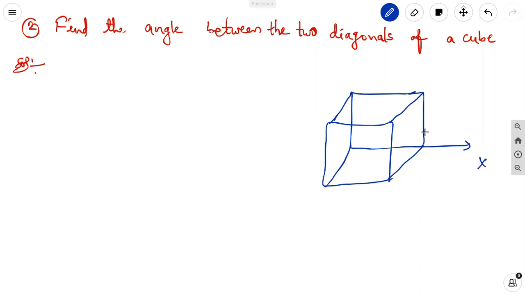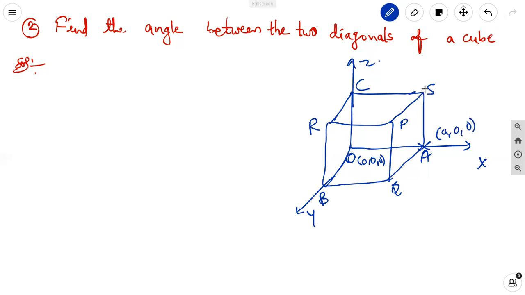This is x-axis. This is y-axis. It is z-axis. It is origin 0, 0, 0. P, Q, R, S, A, B, C. A is A comma 0, 0. S is in xz plane, A comma 0 comma A. C on z axis 0 comma 0 comma A.